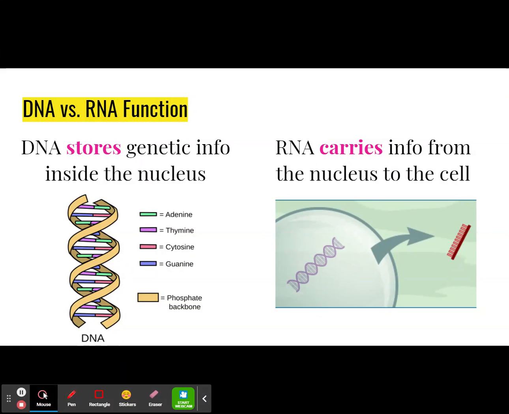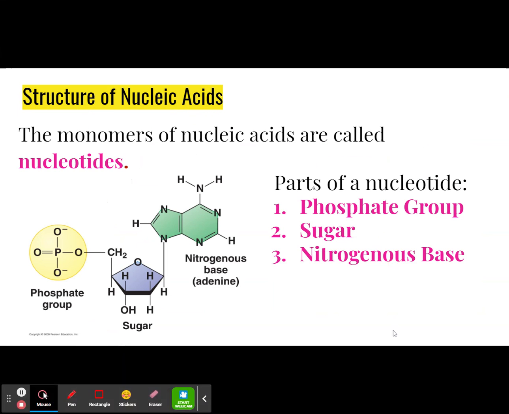RNA is a photocopy, so it's a disposable, one-time use molecule where it goes in and duplicates or copies down some of the information that's inside of our DNA so we can make something off of that genetic information. So again, for number 2, make sure that next to that you've got somewhere noted the idea that DNA is doing the storing and RNA is actually doing the transmitting.